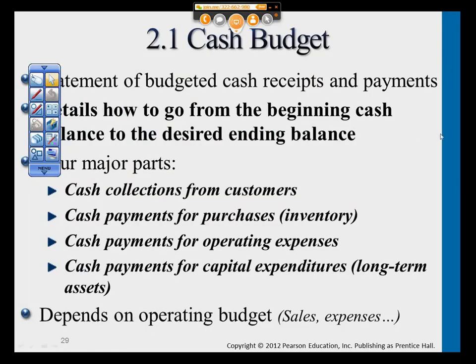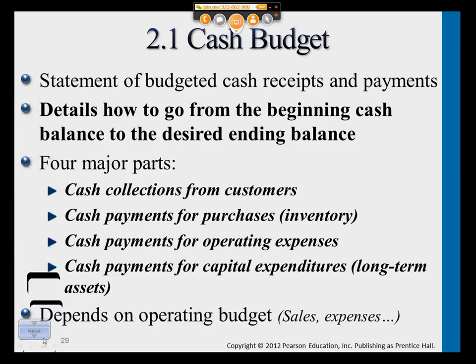All right. So let's talk just a little bit in detail on the cash budget. The cash budget, we said, is the same as the statement of budgeted cash receipts and payments. Practically what it does, it details how to go from the beginning cash balance to the desired ending balance. So we start with some desired beginning amount and try to trace it all the way to the ending balance. So there are apparently 4 parts to it.